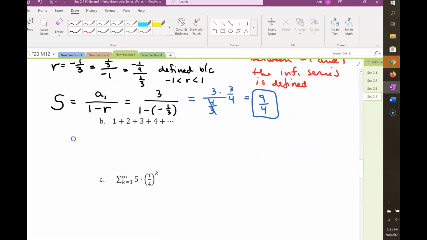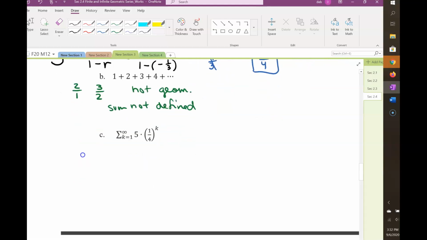Okay, so this next one, if we were looking for r, we'd say, oh, this already broke, so it's not geometric. So the sum is not defined. If it was the first 5 or 6 or 10 or any number, it would be defined. We could find it. But the infinite series is not defined.